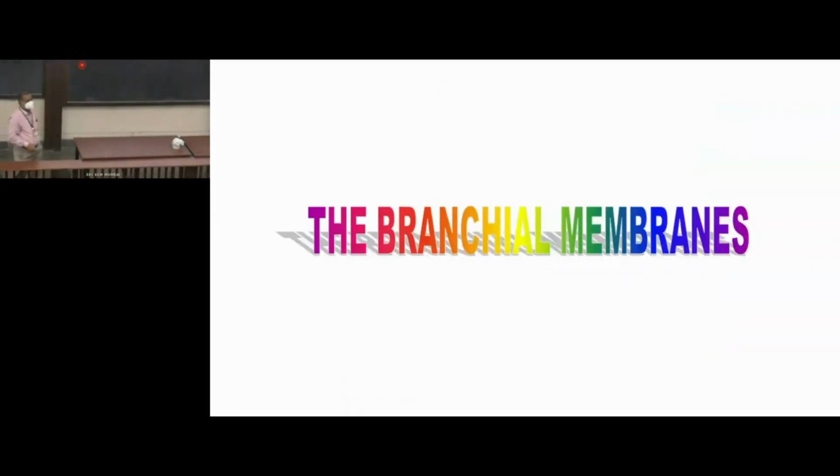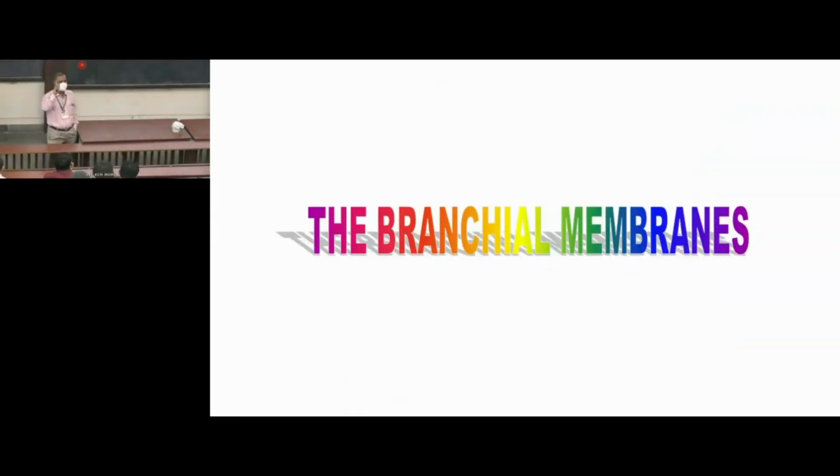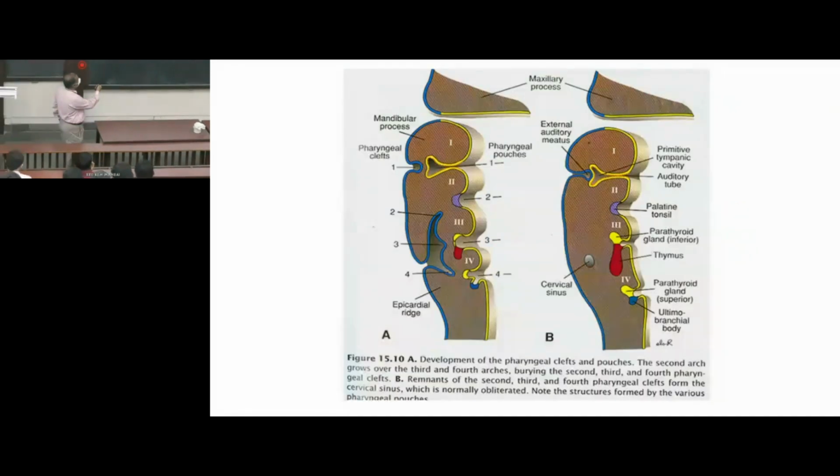Coming to the membranes. Only one membrane is important. The first pharyngeal membrane. What is that membrane? The junction between the cleft and the groove. So in this is the membrane. This gives rise to tympanic membrane. So tympanic membrane is tridermal in origin. Endoderm, mesoderm and ectoderm. All the three germ layers give rise to tympanic membrane.